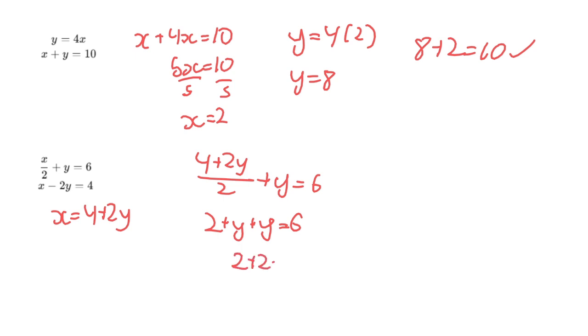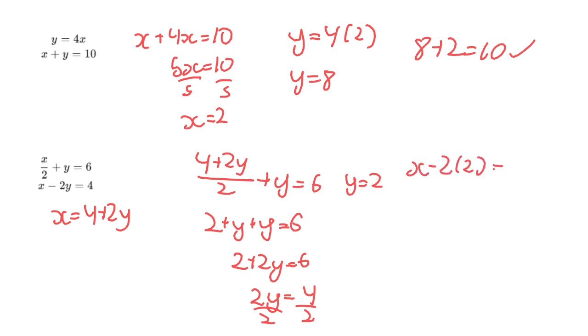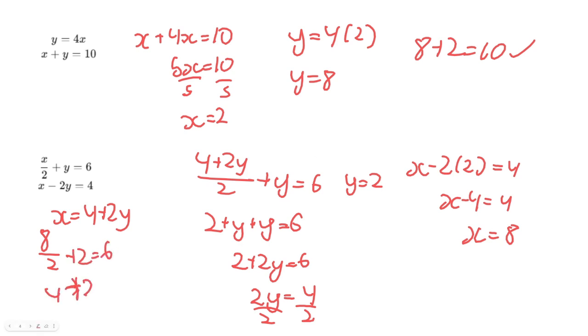Or 2 plus 2y equals 6. Then we can subtract 2 from both sides to get 2y equals 4. Divide both sides by 2 to get y equals 2. And now we can put that into this equation to get x minus 2 times 2 equals 4. X minus 4 equals 4, and then add 4 on both sides to get x equals 8. And then we can double check that if you want. 8 divided by 2 is 4 plus 2 equals 6. Yeah, 4 plus 2 equals 6. So we're correct.